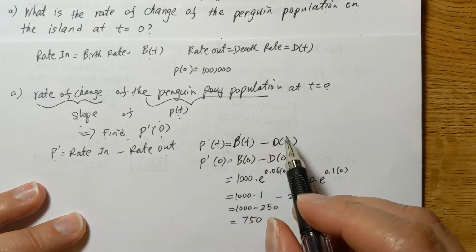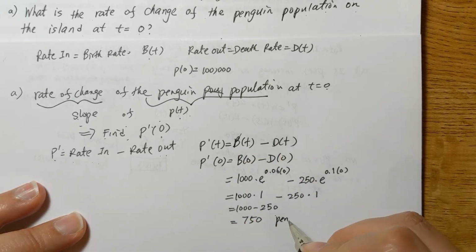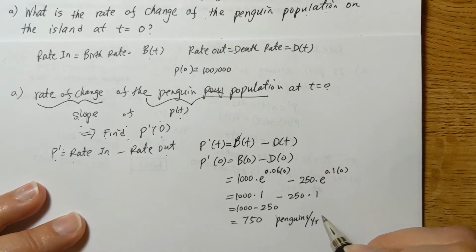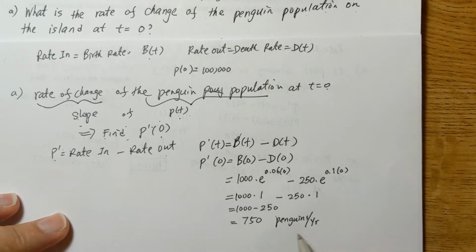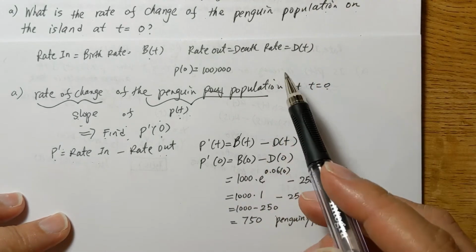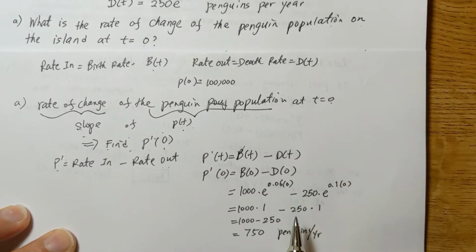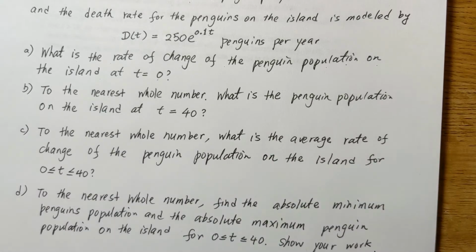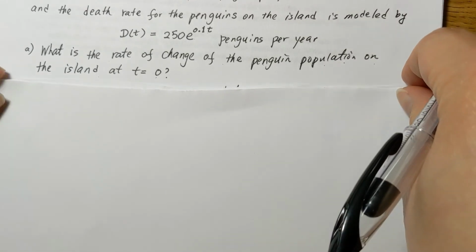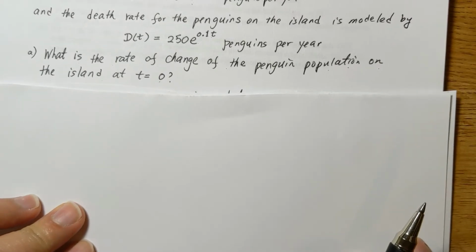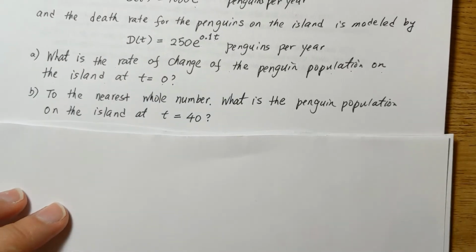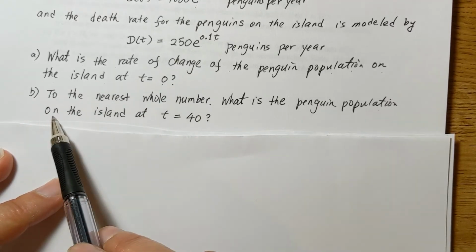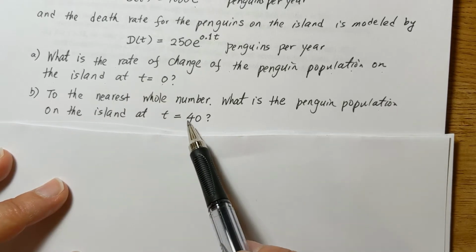The unit of B of t and D of t both are penguins per year. So after you subtract, it's still penguins per year. Of course, you don't need to write a unit if you don't want to, since it never asks. Now we finished part A. Let's take a look at part B. To the nearest whole number, what is the penguin population on the island at t equal to 40?